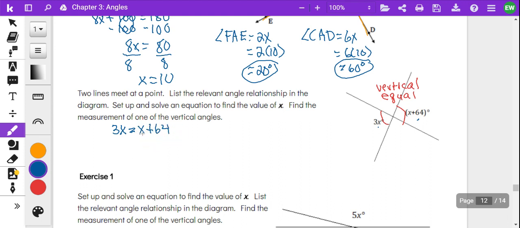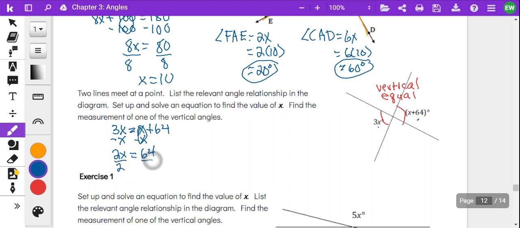Okay, so here's the problem. I have x on both sides, but I can treat x just like I do whole numbers. So we need all the x's on one side. Since this is a positive x, we subtract it. So 3x minus 1x is 2x. That's equal to 64 because x minus x is 0.